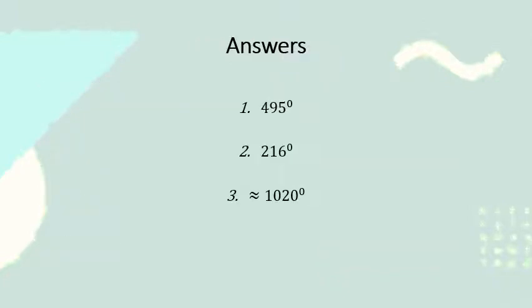So you have the answers as follows: 495 degrees, 260 degrees, and approximately equal to 10.20 degrees. I put a symbol of approximately equal because you will have 10.1019 and so on up to 10 decimal places. So that is rounded off as 10.20 degrees.